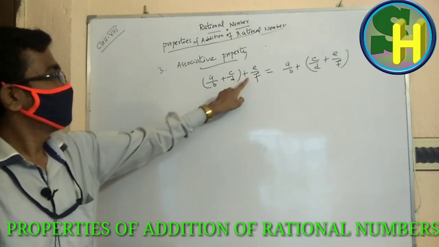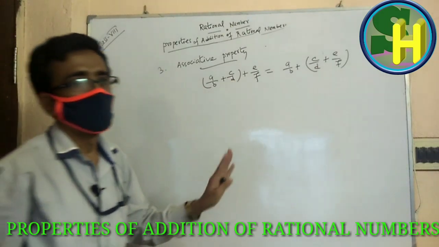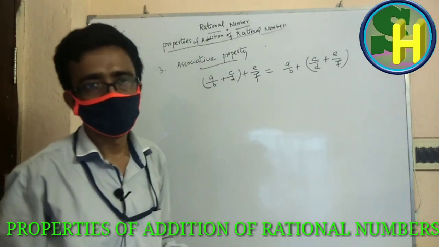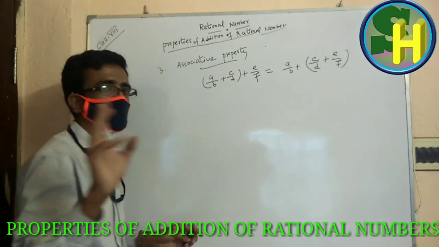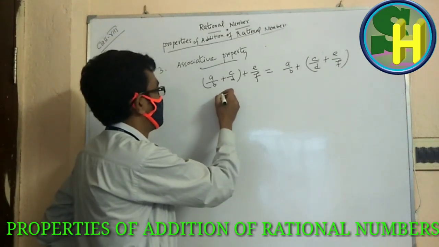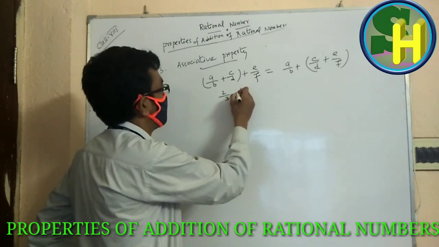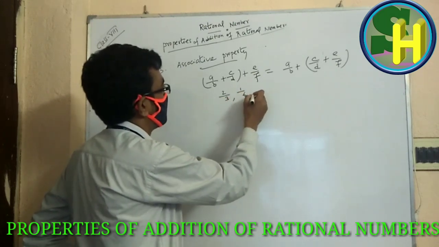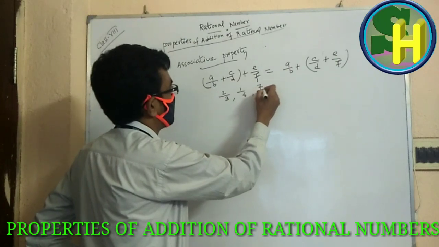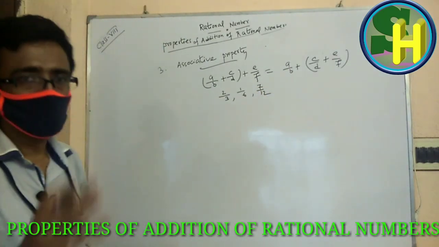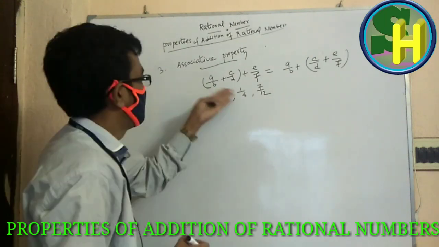A by B, C by D, E by F, all are rational numbers. Simply take 3 rational numbers: 2 by 3, 1 by 6 and 7 by 12. These are the 3 rational numbers. Add them.